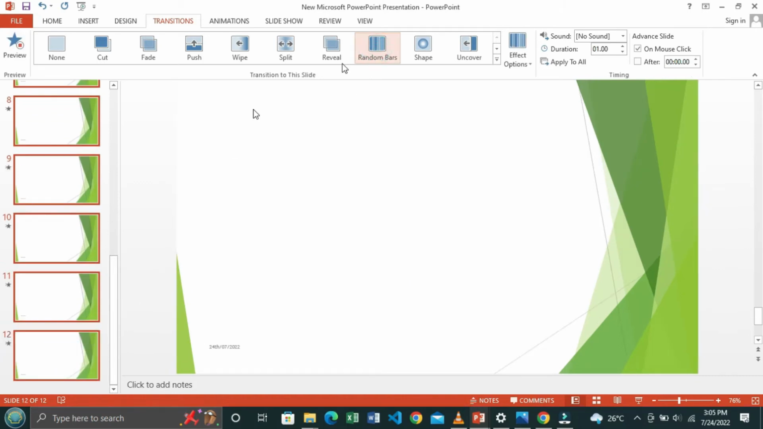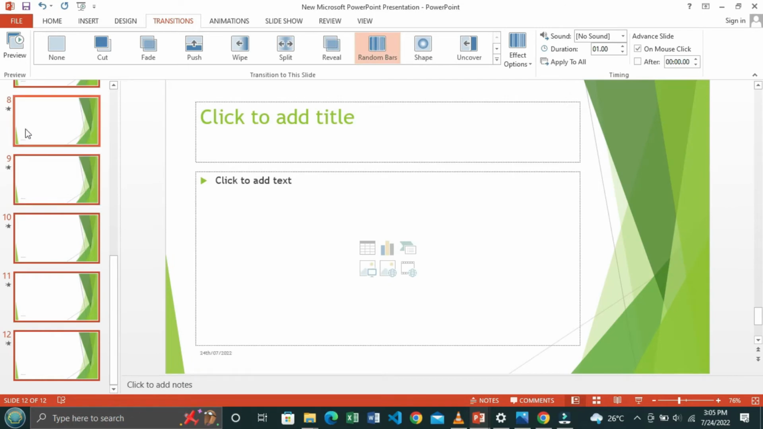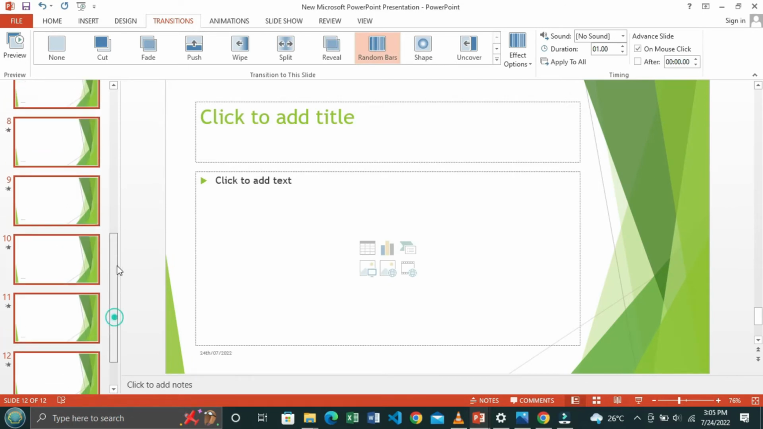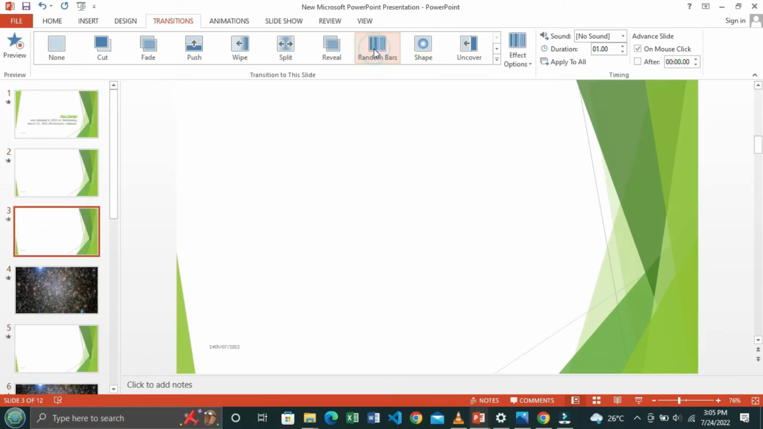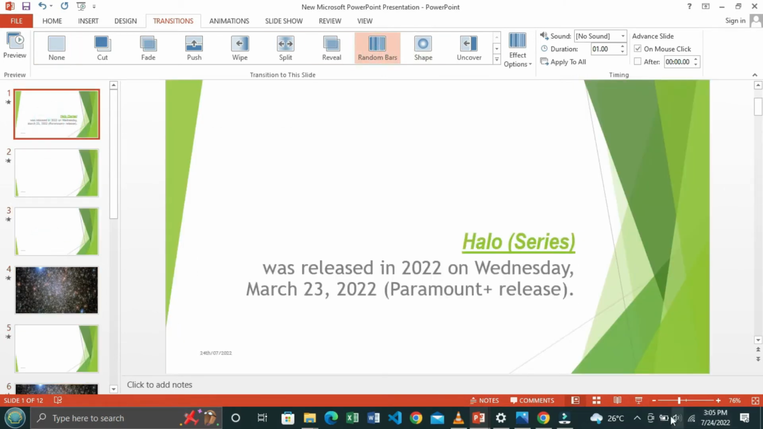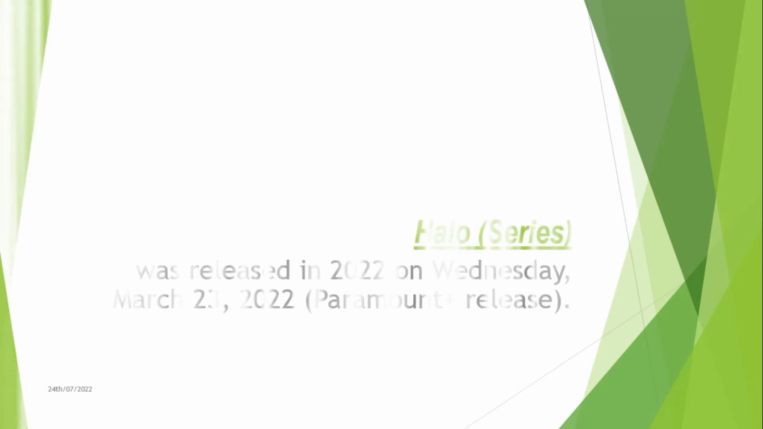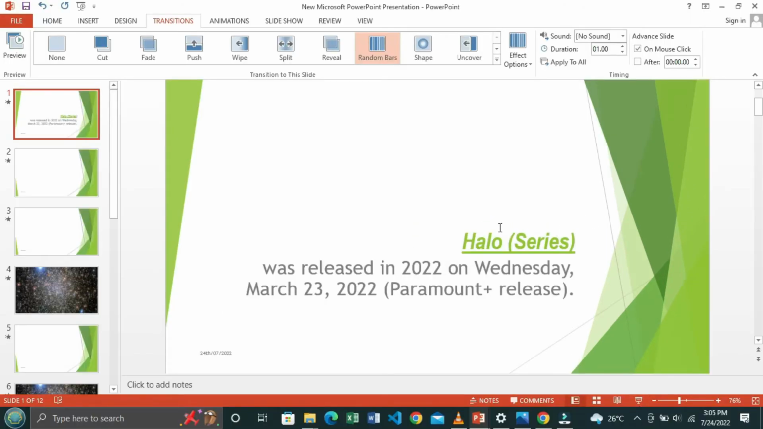Let me click again random bars. So you see all these stars here appearing on all these slides. That shows that we have managed to make sure all slides have that random bar. Okay, now if I go back, I click this slideshow, I press enter. I know there is nothing coming because I haven't inserted any text there, so you are saying it's not working.